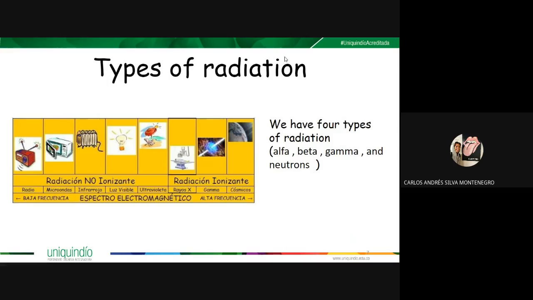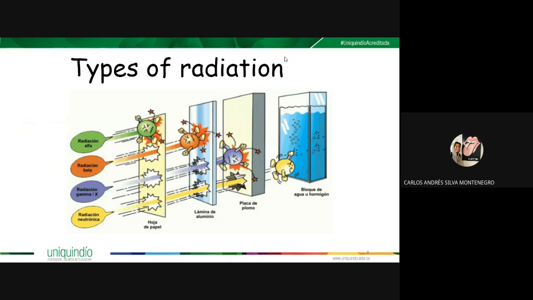Okay, moving now to the types of radiation. We have four types: alpha, beta, gamma, and neutrons. And I'm going to explain this. Okay, the first is the alpha. It occurs when two protons and two neutrons are released from a particle and they form helium. Beta occurs when a particle releases electrons and antineutrinos. This chart illustrates this. The first is the alpha radiation. We can stop it with a paper. The second is the beta. We can stop it with aluminum.